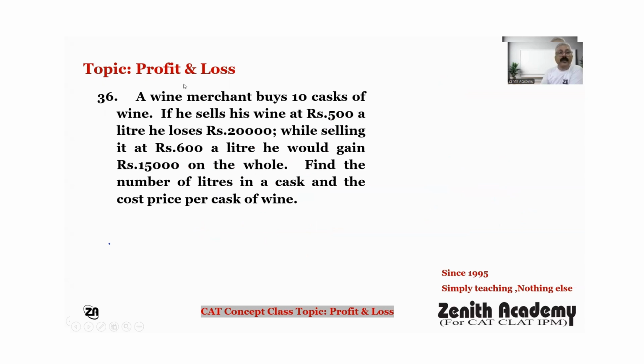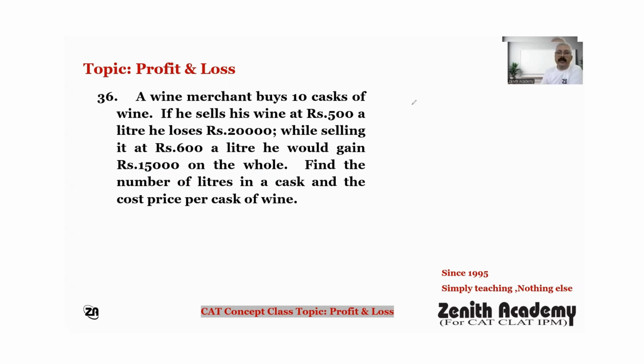Look here. A wine merchant buys 10 casks of wine. If he sells his wine at rupee 500 a liter, he loses rupee 20,000. While selling it at rupees 600 a liter, he would gain rupees 15,000 on the whole. Find the number of liters in a cask and the cost price per cask of wine. Okay. So there are 10. First, see a common approach.